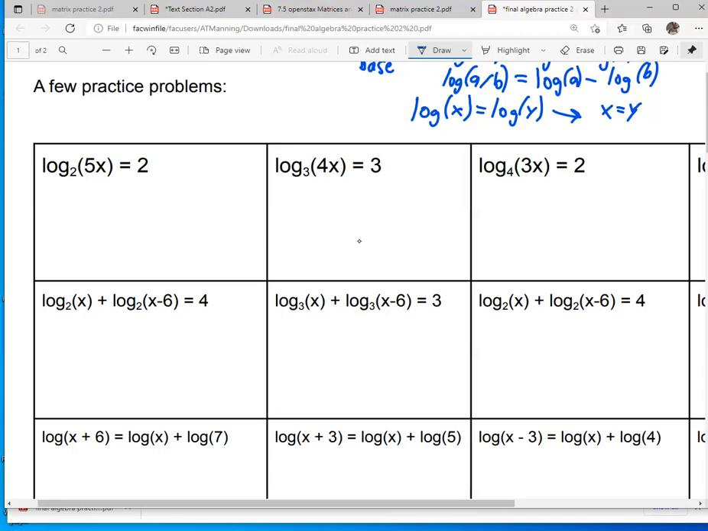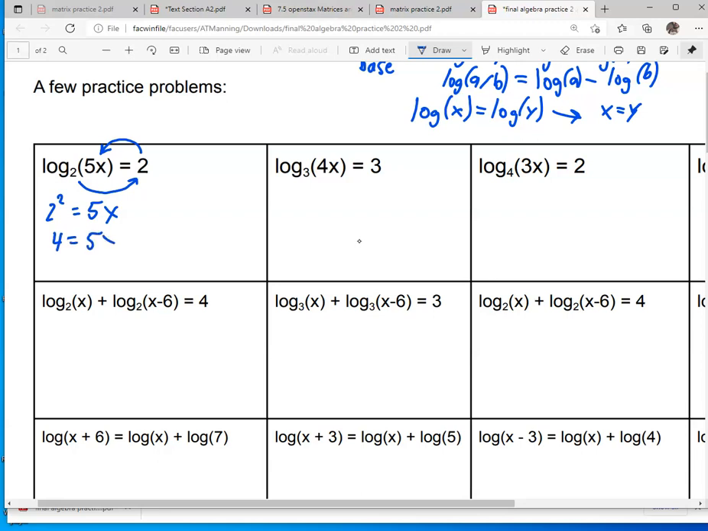When I see this, I know that 2 squared equals 5x. Well, 2 squared isn't that hard. 2 squared is 2 times 2 equals 4, equals 5x. Now divide both sides by 5, and I have 4 divided by 5 equals x. And I am done.